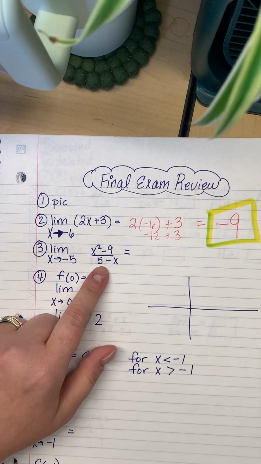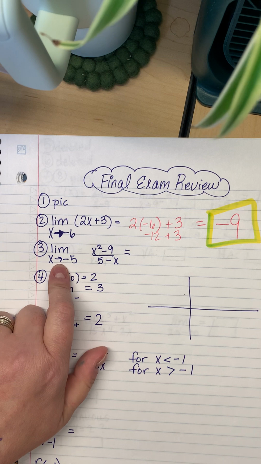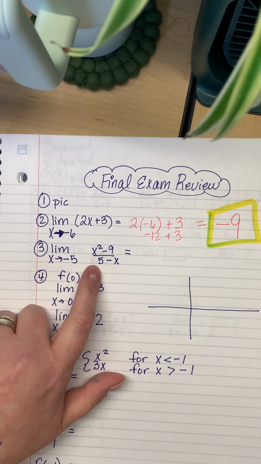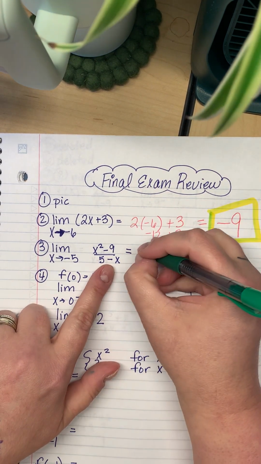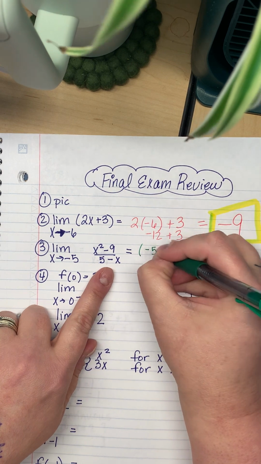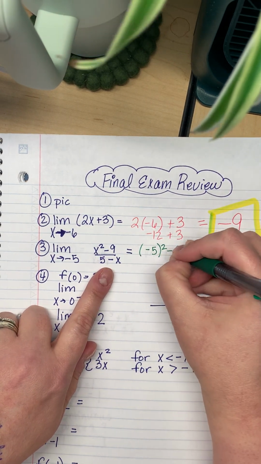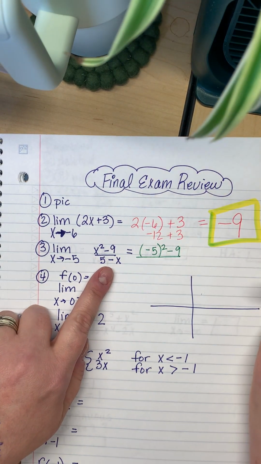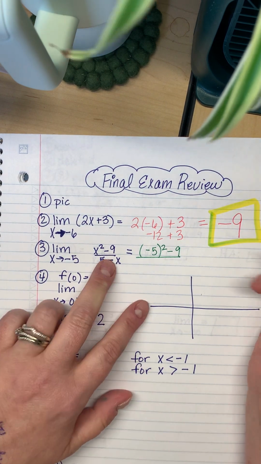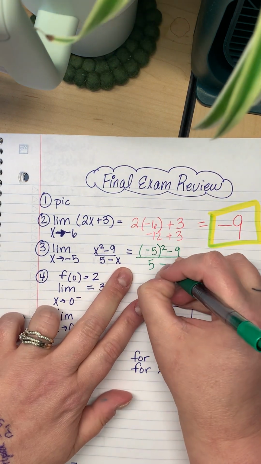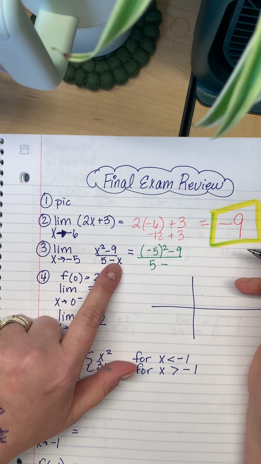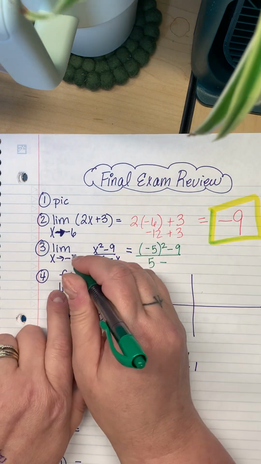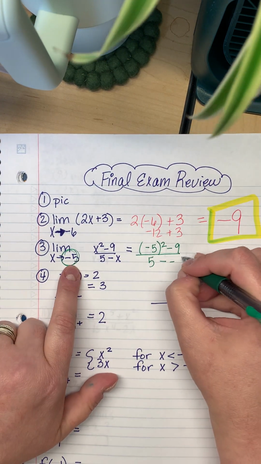Okay, let's look at part number 3. First, we're going to try and plug in that -5, and you might be kind of scared, but it's okay. On the top, you have to put parentheses around that -5, or your calculator is probably not going to give you the right answer. And then on the bottom, we have 5 minus, and then my x value that I'm plugging in is this -5.